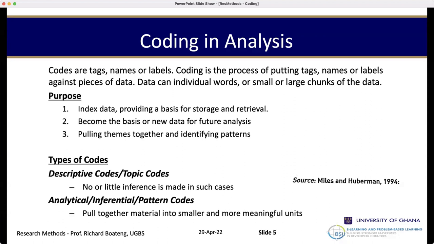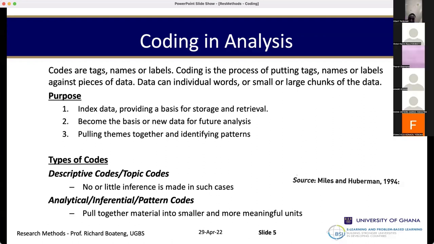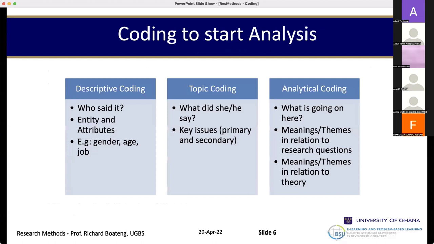Now, when we pull different subcodes together, like descriptive codes, we end up coming to analytical or inferential codes, which are getting us closer to what we are trying to understand or the answer we are looking for. So the descriptive code is telling us who said it, the entity and its attributes, as we saw. The topic code is what the person said. What are the key issues? Sometimes a person may talk plenty, so there may be a primary key issue and then secondary issues he's trying to emphasize.